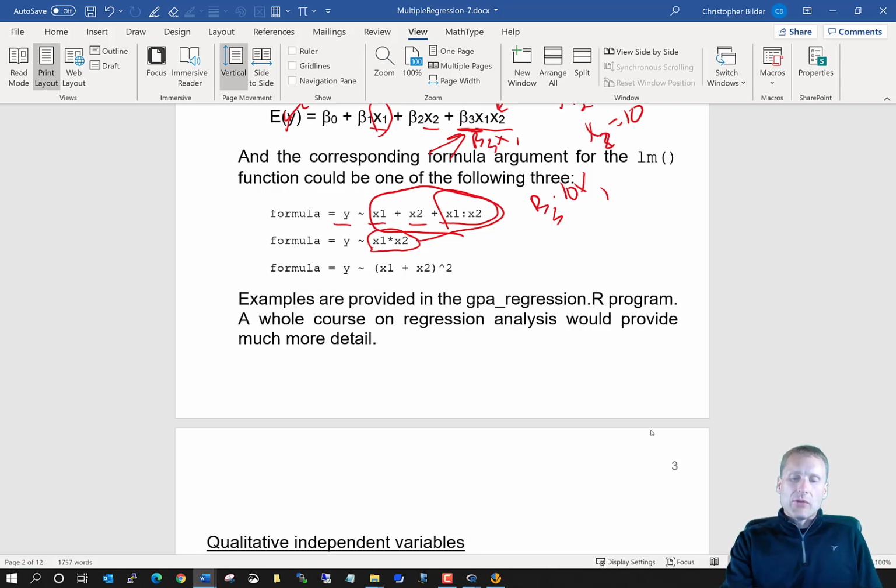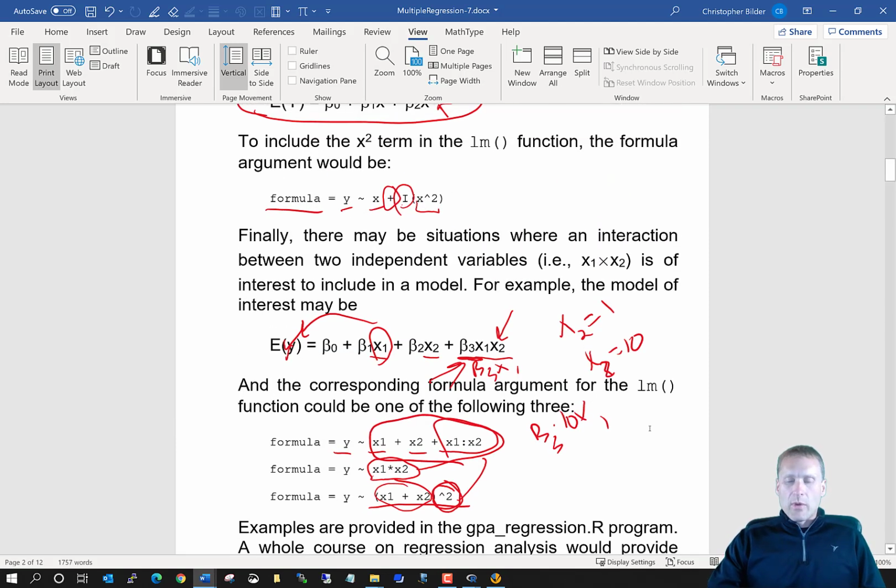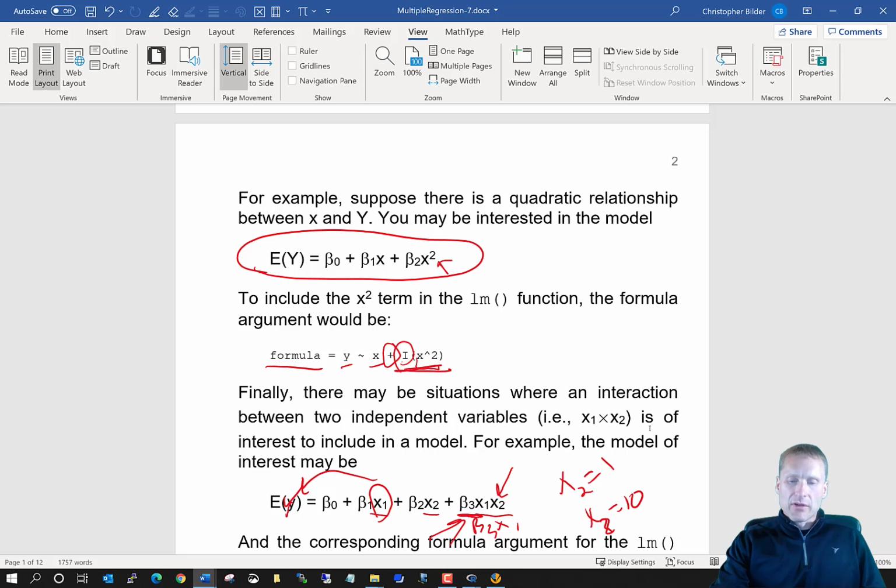One last way to include the interaction is this. Use parentheses x1 plus x2, and then at the end of the parentheses, caret sign 2. And what that is saying is that you want x1, you want x2, but now you want to look at the pairwise interactions, or the two-way interactions, to multiply x1 times x2. And so because of how R treats this caret sign 2 there, that's why we needed to use the I function up here when we wanted a quadratic term in our model.